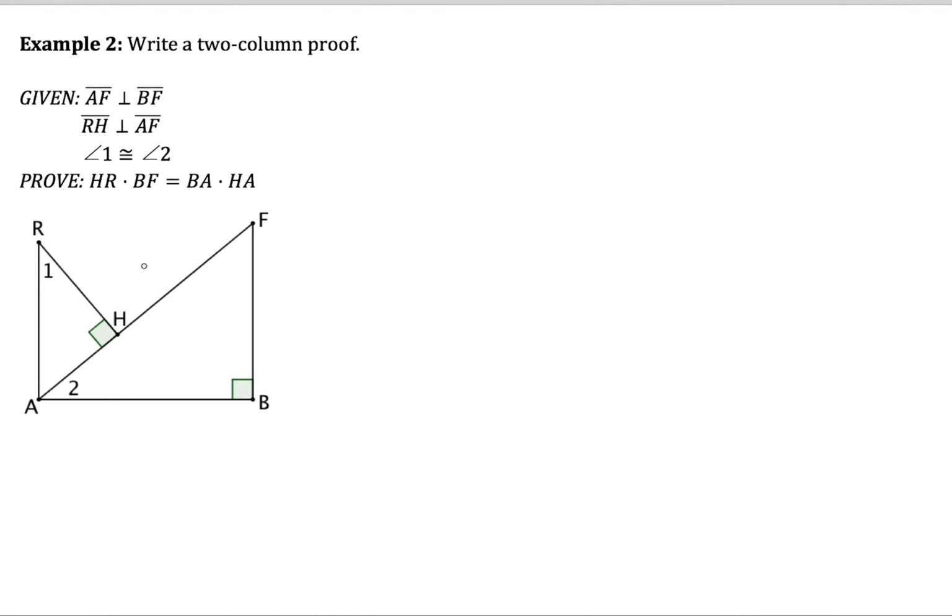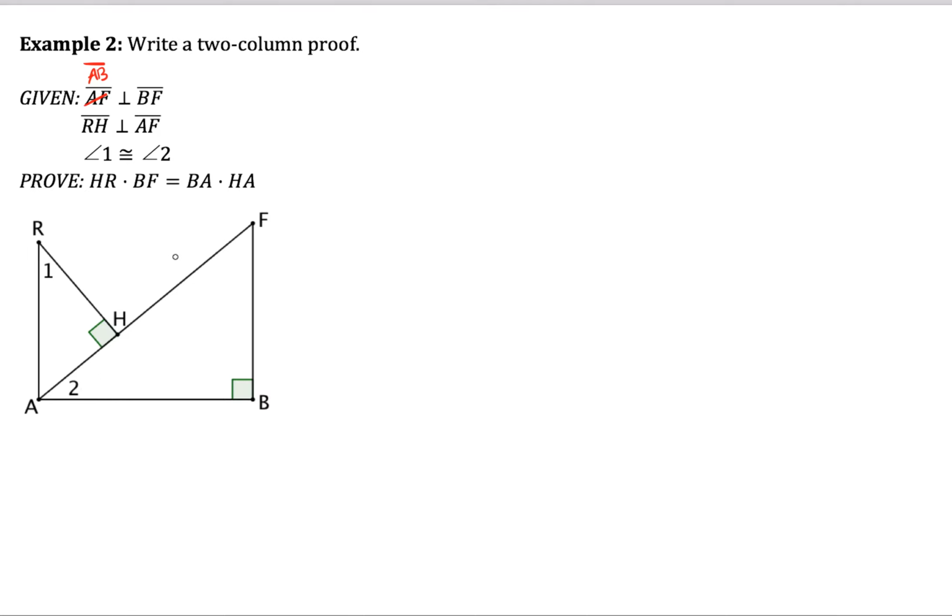So we have this diagram here, and the given information tells us that we have a couple sets of perpendicular segments. So RH is perpendicular to AF, and this says AF perpendicular. That's not right. That's supposed to be AB. A little typo there on my notes. AB is perpendicular to BF. We also know that angle 1 is congruent to angle 2.